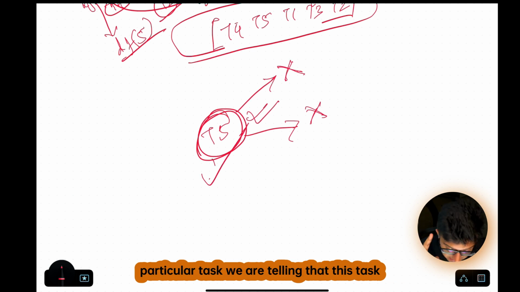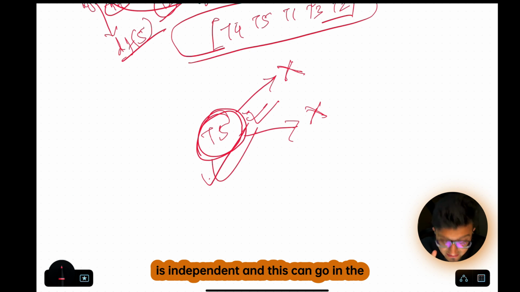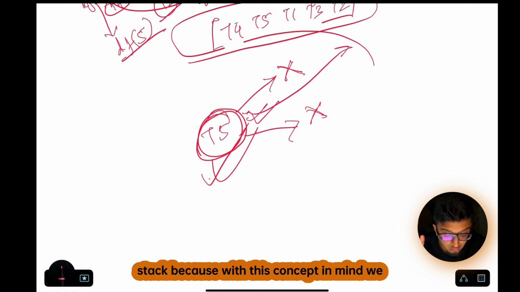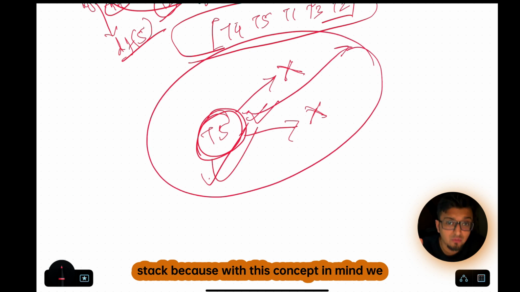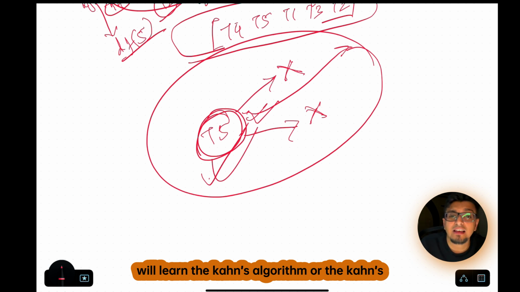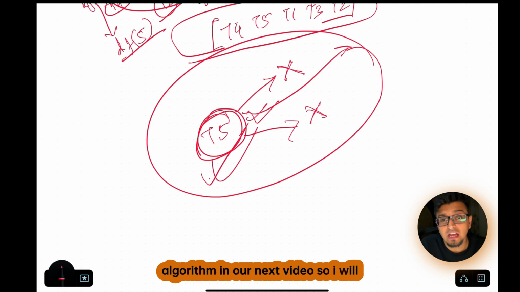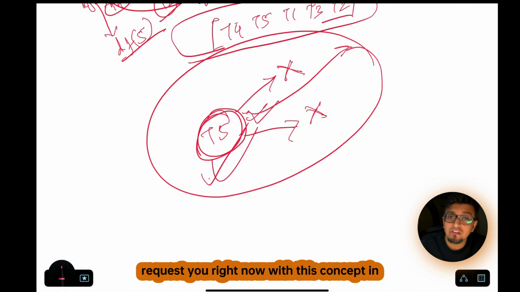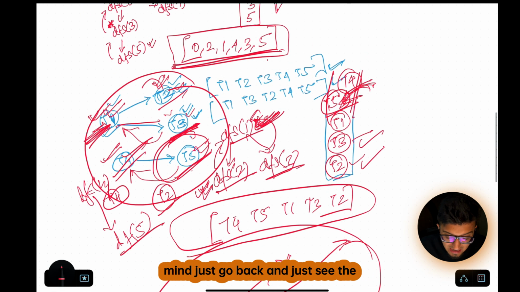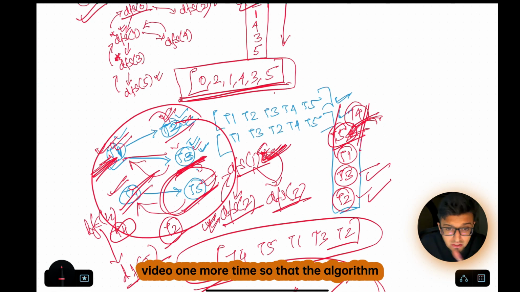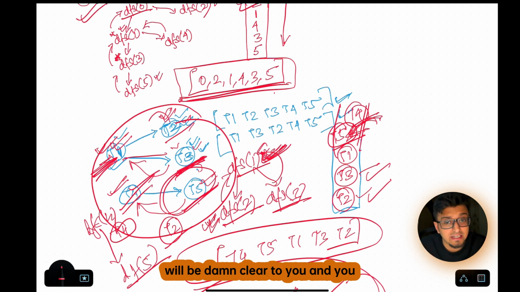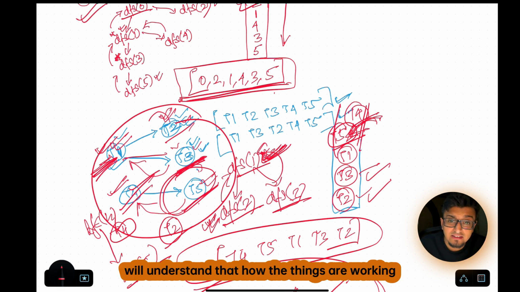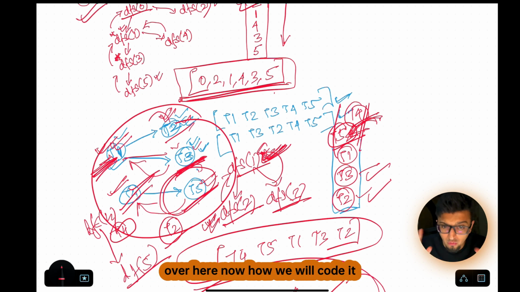We are saying that this task is independent and this can go in the stack. Because with this concept in mind, we will learn Khan's algorithm in our next video. So I request you right now, with this concept in mind, go back and watch the video one more time so that the algorithm will be very clear to you and you will understand how things are working over here.